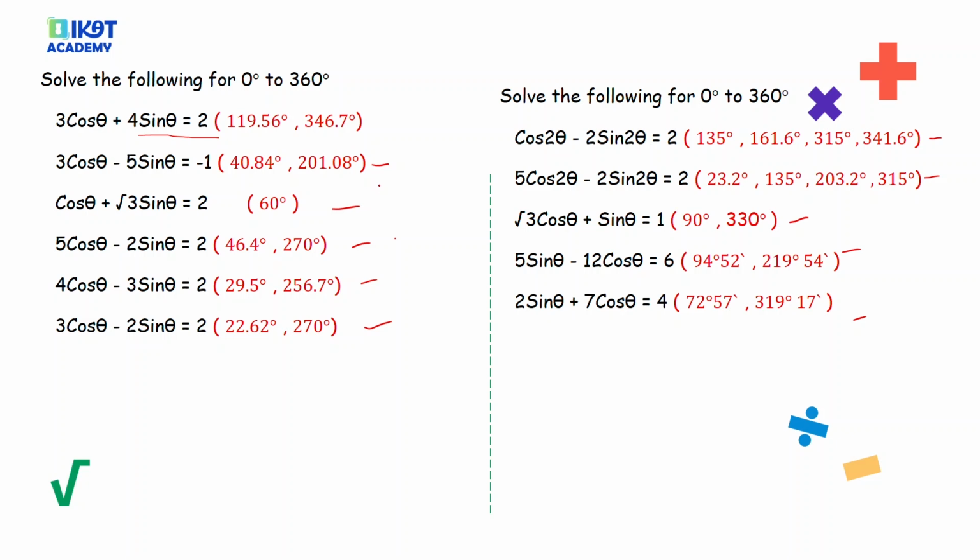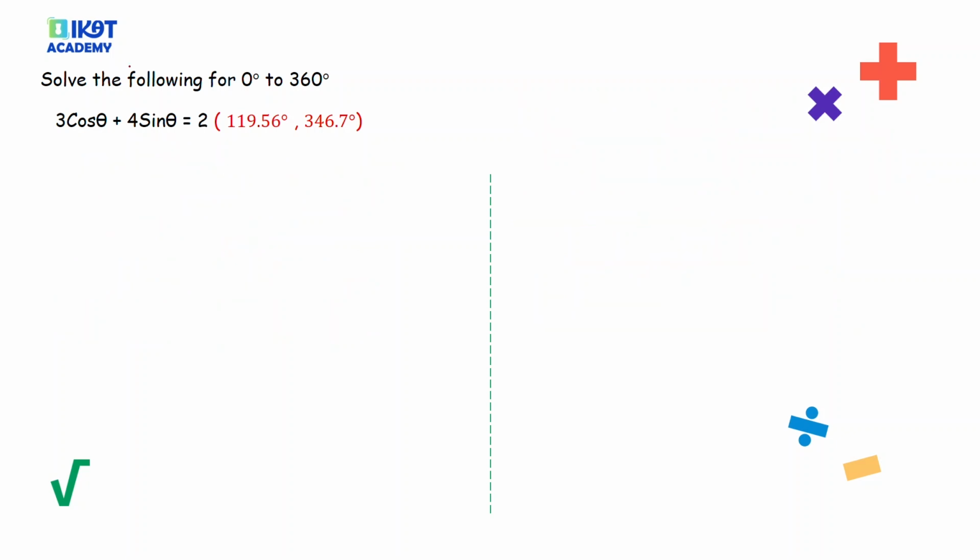But the most important thing in all these questions is knowing how you're going to express the term. We're going to look at this. So here we have 3 cos theta plus 4 sin theta is equal to 2. We said that when solving any equation using the R formula, all trigonometric equations that can be solved by the R formula can be solved using the T formula. So for this, 3 cos theta plus 4 sin theta is equal to 2.